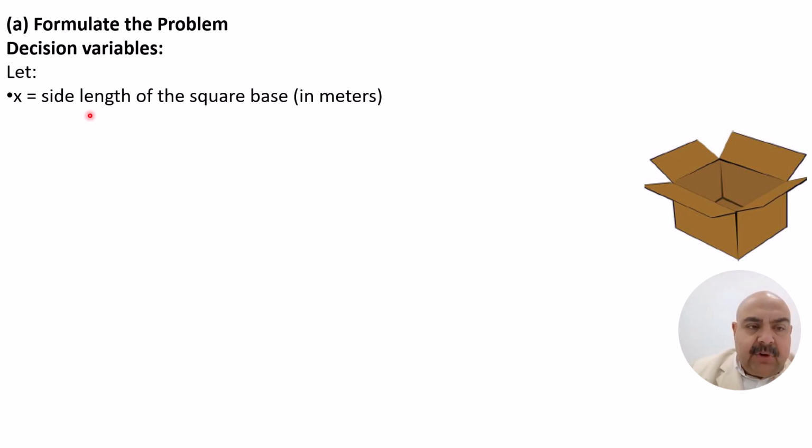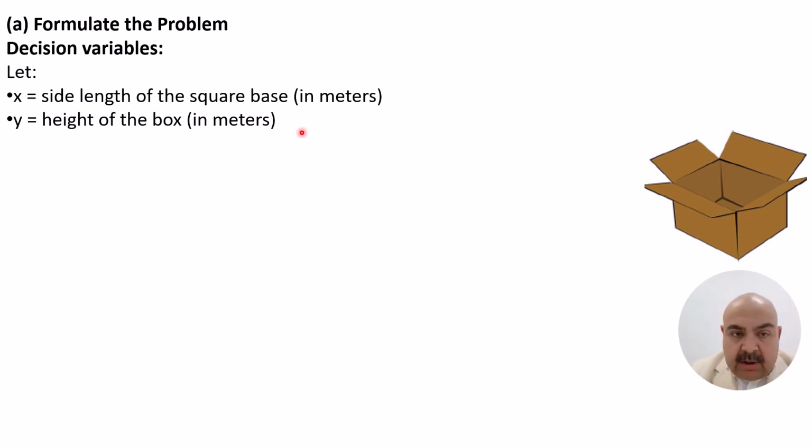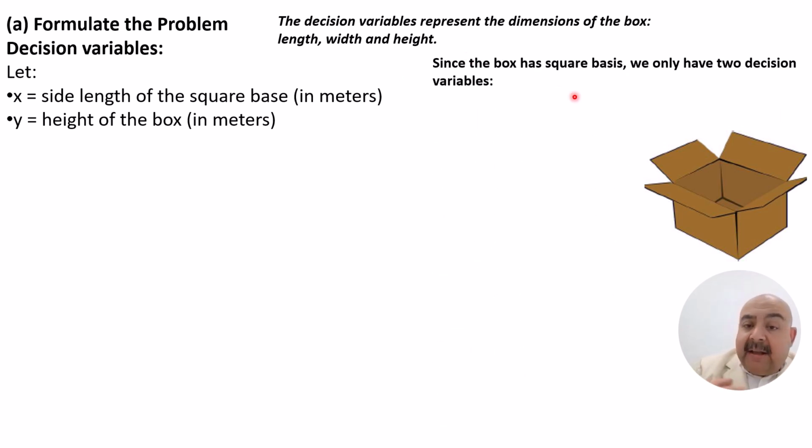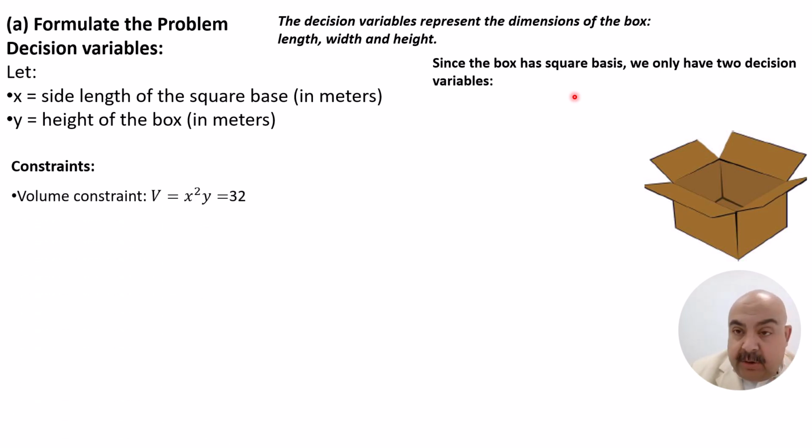So x stands for the side length of a square base in meters, and y the height in meters. And these two will control the objective function that we are going to form right now. Remember that the decision variables represent the dimensions of the box. Since it has a square base, the two dimensions of the base will be equal to each other. Okay, perfect. The constraint is that the volume, which is x squared y, should be 32.